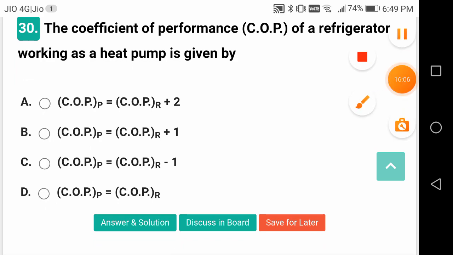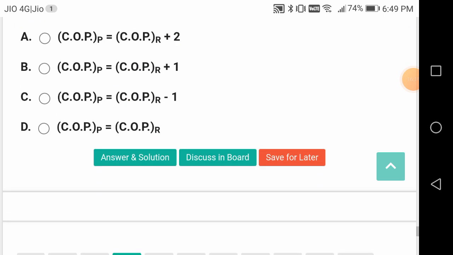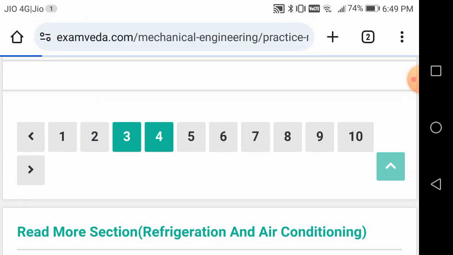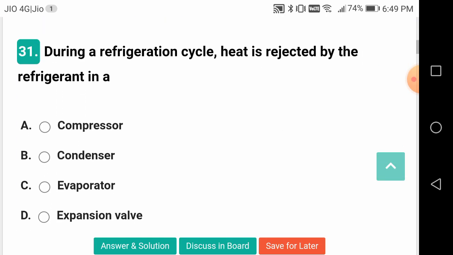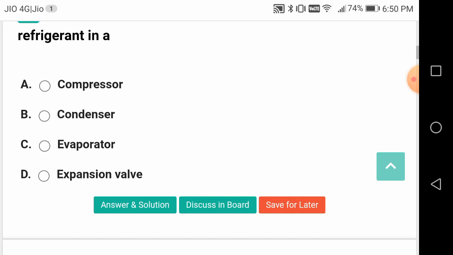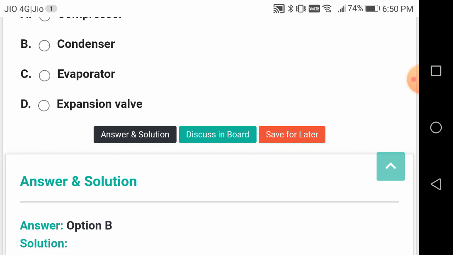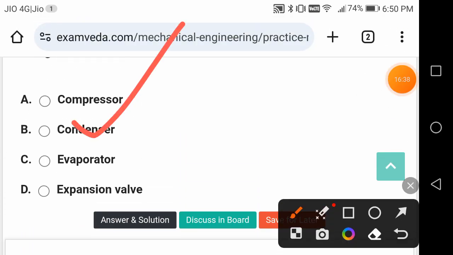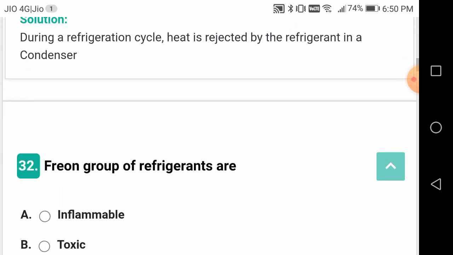The coefficient of performance of a refrigerator working as a heat pump. There is a relationship: COP of heat pump is equal to COP of refrigerator plus 1. Remember this. The difference is equal to 1: COP of heat pump minus COP of refrigerator is equal to 1. During a refrigeration cycle, heat is rejected by the refrigerant in where? Condenser. Just now I have given the TS diagram, friends.